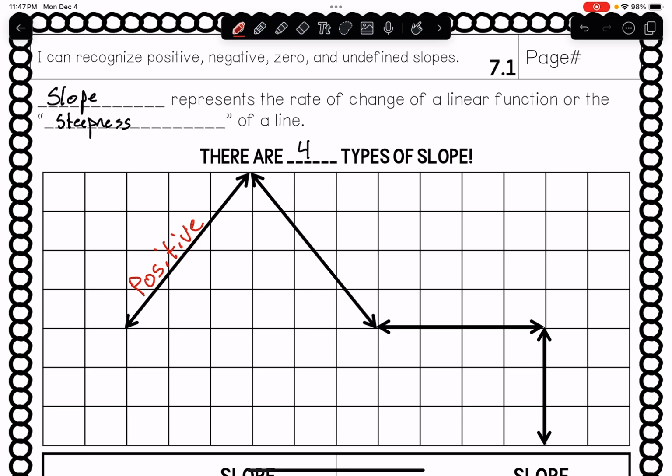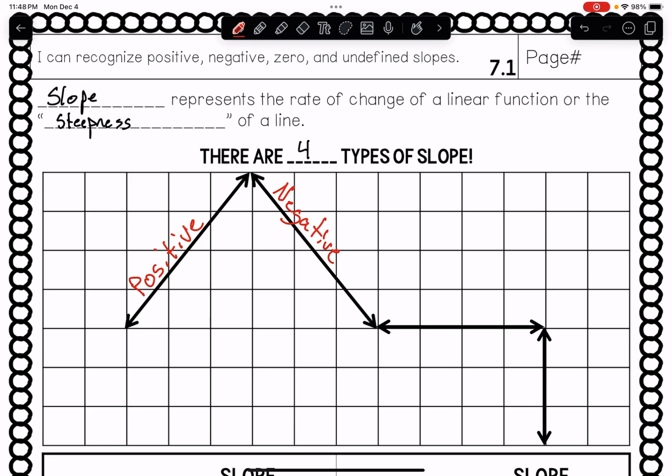And then thinking in the other direction, since we're going downwards as we go left to right, our line is going down, we can think of going down as being reduced or subtracted. So this is what we're going to call a negative slope.